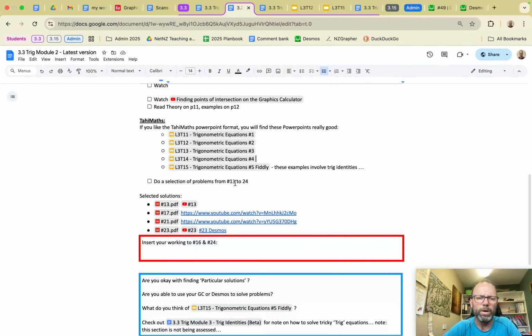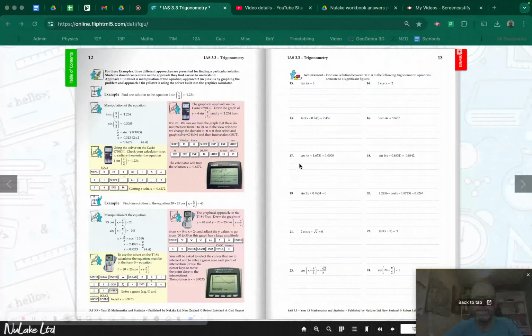Right, getting back to here, so if you could have a go at some selected solutions from 13 to 24. Selected, do a selection of problems. I just want to see 16 and 24 inserted in the red box there. So here we go, 13 to 24.